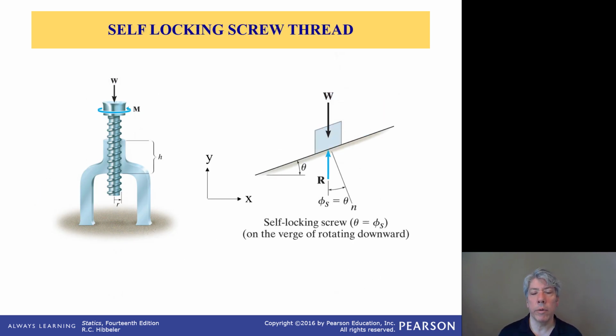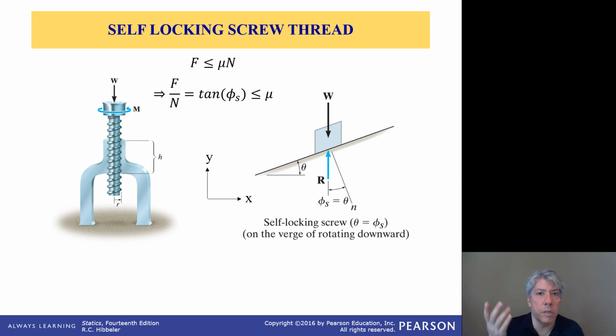What about self-locking? What do we mean by self-locking? Well, a thread could be back driven by the load that it's clamping, or the weight that it's supporting, if we apply no moment and if the friction is not adequate to prevent that. So now we're at a point where the friction force is less than or equal to mu n. Remember, that's our original equation. And we can still rearrange this and talk about it in terms of an angle, but the tangent of that angle has to be less than the friction coefficient, because there's only so much friction. So that angle phi sub s, the angle of static friction, can only go so far from normal.